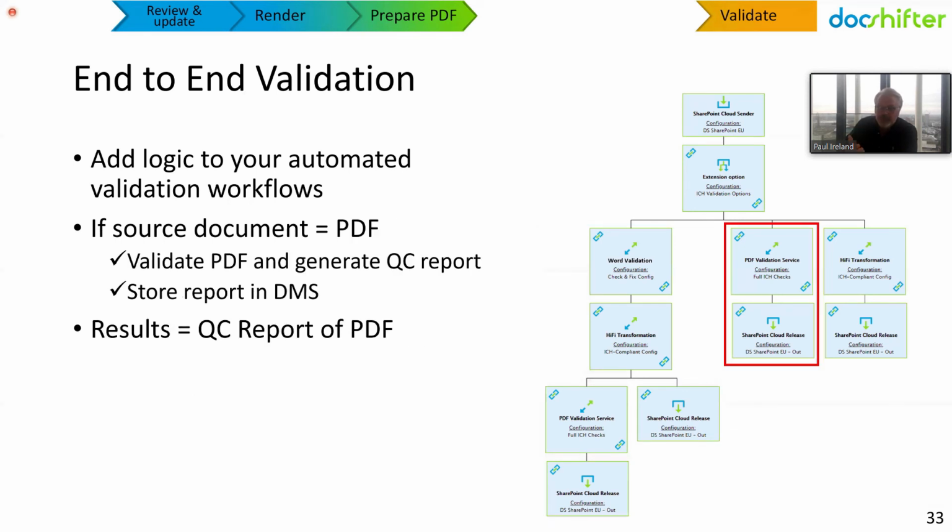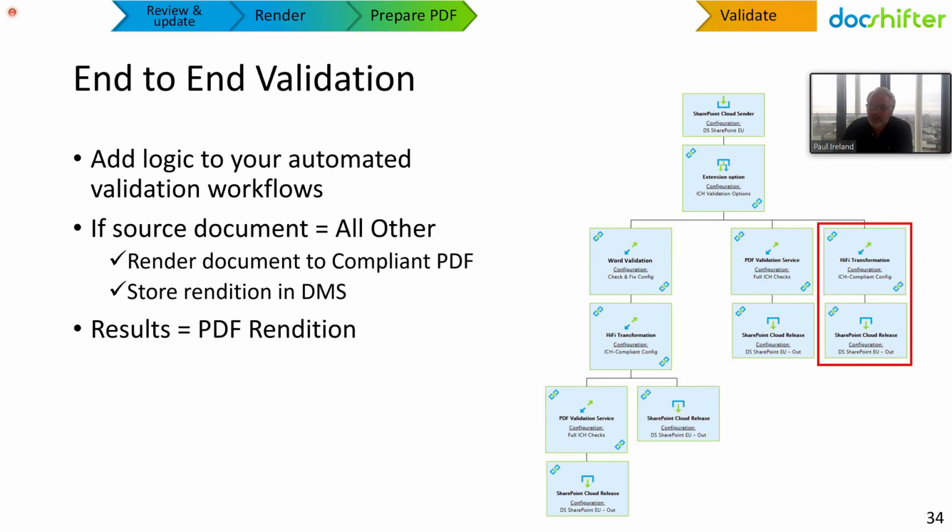If it was PDF, it would just do a QC report on the PDF file automatically, and then store that QC report for you. And if it's anything else, it will create, using the rendering technology, a fully compliant rendition. And again, fully compliant rendition doesn't mean a rendition you have to go and manipulate further using Toolbox, etc. It should be a rendition that meets the health authority requirements for where that content will be used.